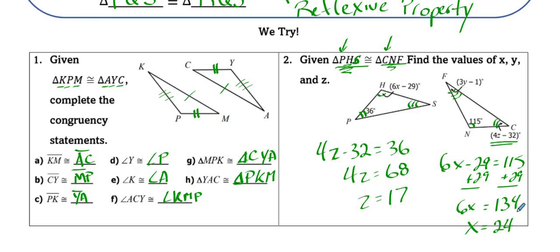Last one, here we actually are going to need to use the fact that they add up to 180. So N is 115, that means H is also 115. So 36 plus 115, that's 151. The remaining part of the 180 has come from angle S, so that's 29 degrees. So angle S is 29 degrees. We know that S and F are the same, that angle and that angle, so I can set up my equation. 3y minus 1 equals 29, so y equals 10.